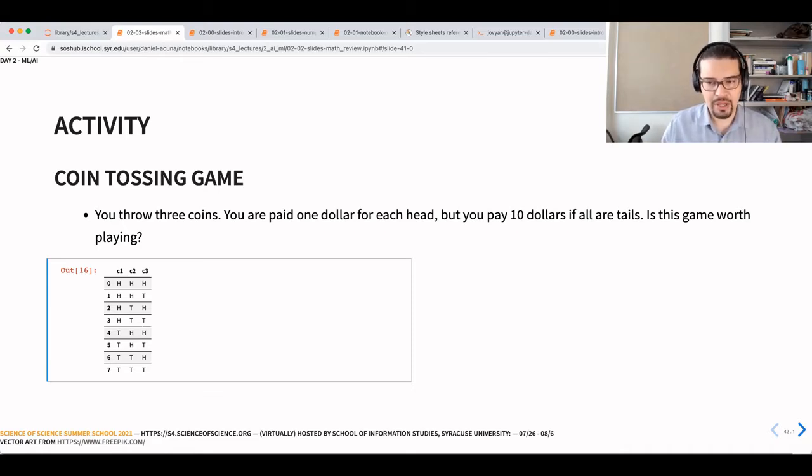So the question is, is this game worth playing? Okay. The easiest way to think about this is to simply list all possible events and think about what is the expected value of playing this game. What is the expectation of the gains minus the losses of this game?